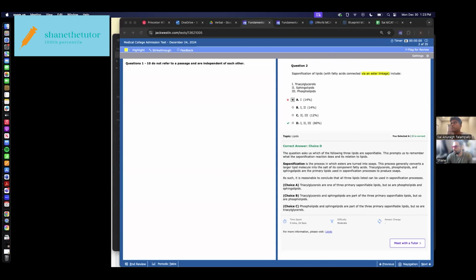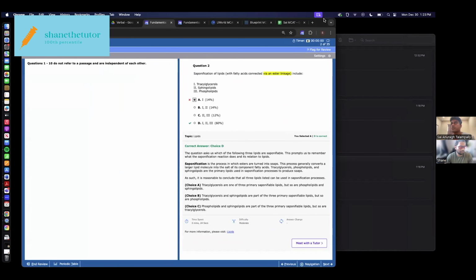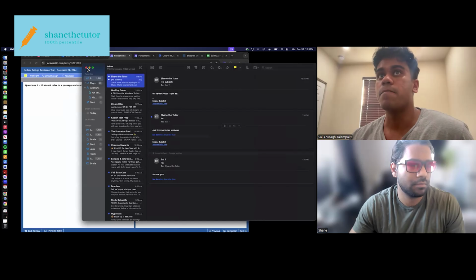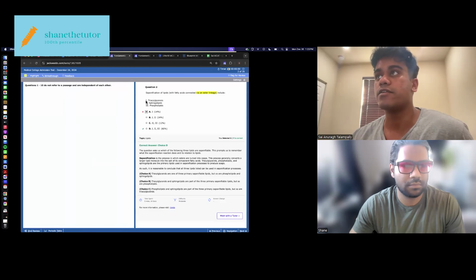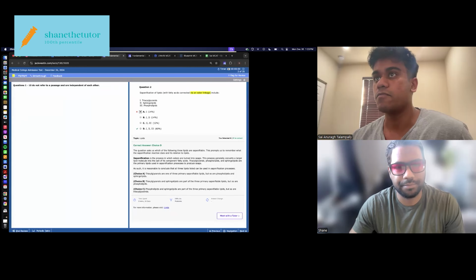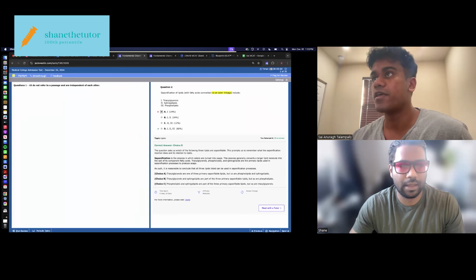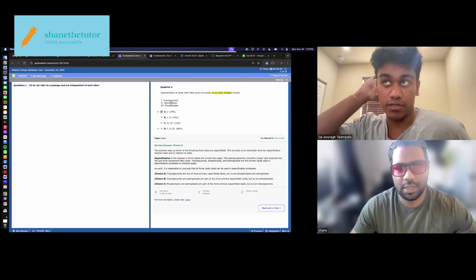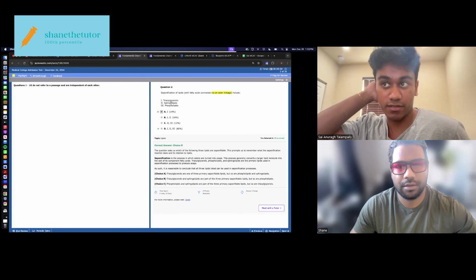Let me share my screen. I wasn't going to go through some passages, but I think first we can go through these little discrete questions. I've been trying to do a lot of the fundamental questions on the Jack Westin site, and they've been really helpful actually. Yeah, so I'm a little confused with this, but I'll let you read it. I read it.